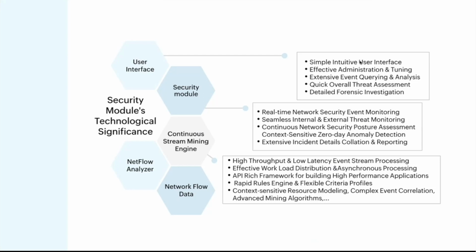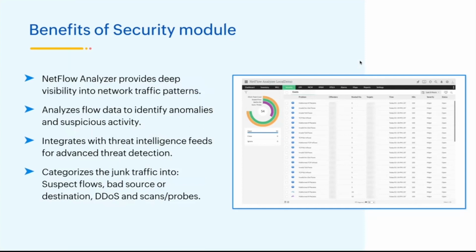By leveraging flow data, you can have a dynamic understanding of your network activity compared to traditional methods. Besides empowering security teams to identify hidden threats and anomalies within traffic patterns, you will also be able to detect the threat proactively and respond faster. Additionally, NetFlow Analyzer integrates with threat intelligence feeds, keeping your organization updated on the latest cyber threats and vulnerabilities. So it identifies using advanced mining algorithms and categorizes the junk traffic into 4 different problem classes. So let me switch to the UI to show you them.